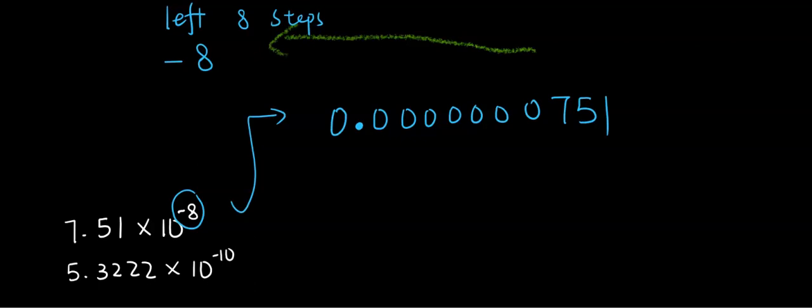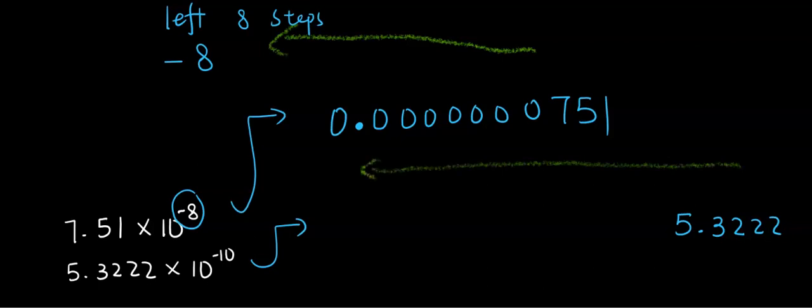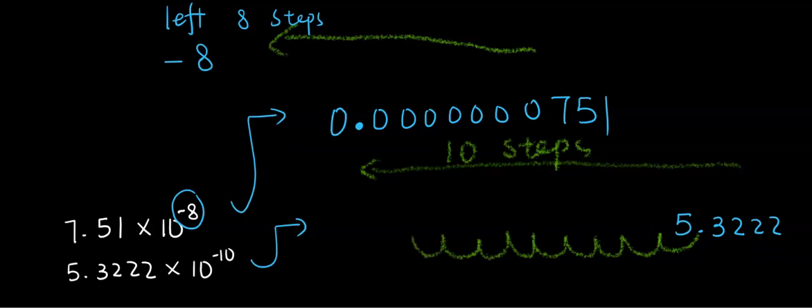Okay? And the last question right down here, I'm going to start to work. Remember, I need a space, so I'm going to put my first number here. Okay, check if we copied down correctly. 5.3222, 3 2's here, times 10 to the negative 10th power, which means we need to go to which side? You are correct, left side. How many steps? 10 steps. Okay, we need to be patient, count the 10 steps. 1, 2, 3, 4, 5, 6, 7, 8, 9, 10.